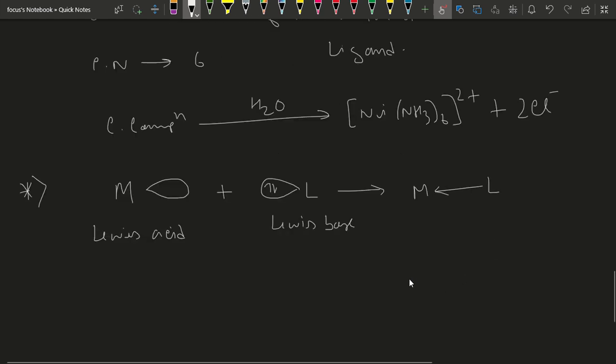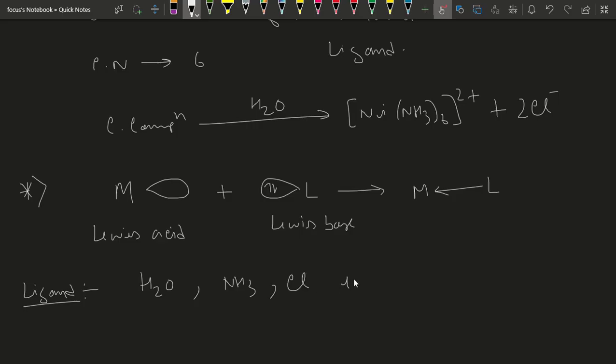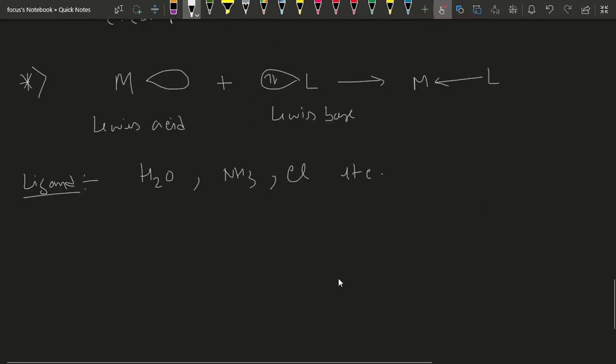So let's check the definition of ligand. We have already discussed ligands in our earlier discussion. Any species which can donate at least one electron pair to a metal or metal cation is called a ligand, for example water, NH3, Cl-, etc. Next, let's check the types of ligands and their classifications according to their donating ability.